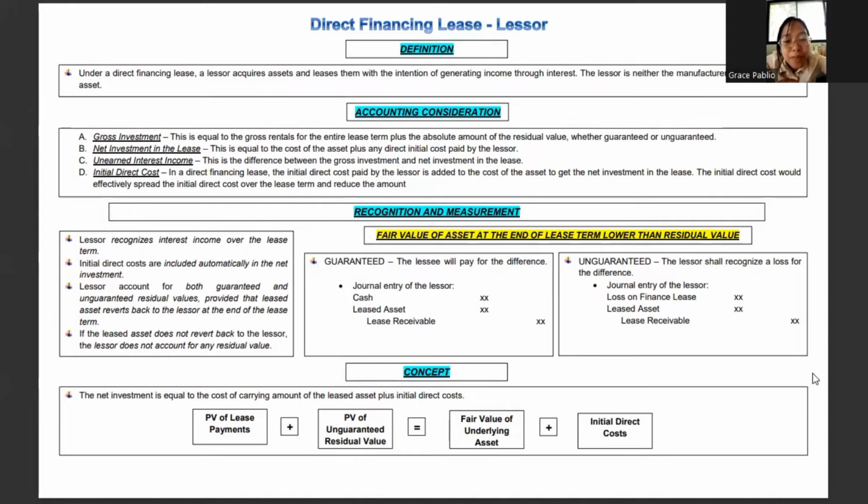Concept. Net investment is equal to the present value of lease payments, which includes any guaranteed residual value, plus the present value of unguaranteed residual value, which equals fair value of underlying asset plus initial direct cost.